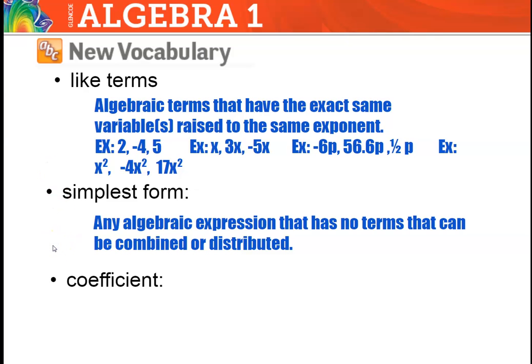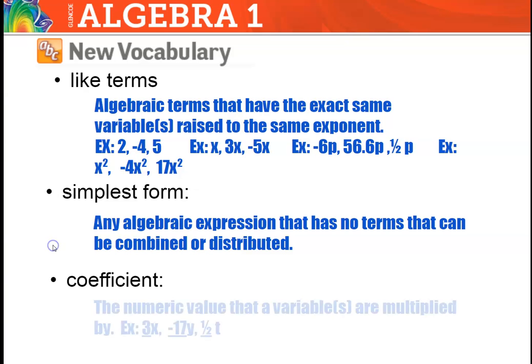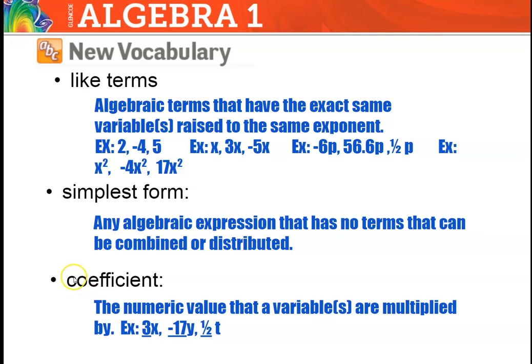Our last new word is coefficient. A coefficient is the numeric value that a variable or variables are multiplied by. So, for example, in 3x, the 3 is the coefficient. In -17y, the -17 is the coefficient. In 1/2 t, the 1/2 is the coefficient, okay? It's going to be the number right next to the variable. It's the one that you are multiplying the variable by.